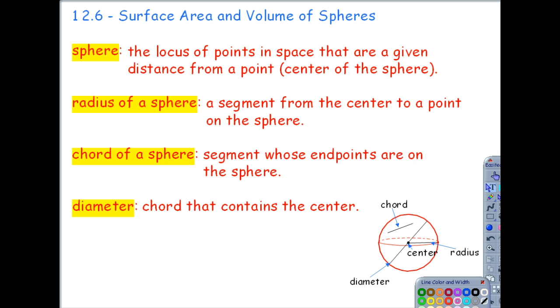By the mathematical definition, if you look it up in the book, it's a locus of points in space that are a given distance from a point, which is the center of the sphere. So if I had a point in the middle and took a little piece of string and held that string out away from that point, the same distance all the way around, all those points together would make that sphere.